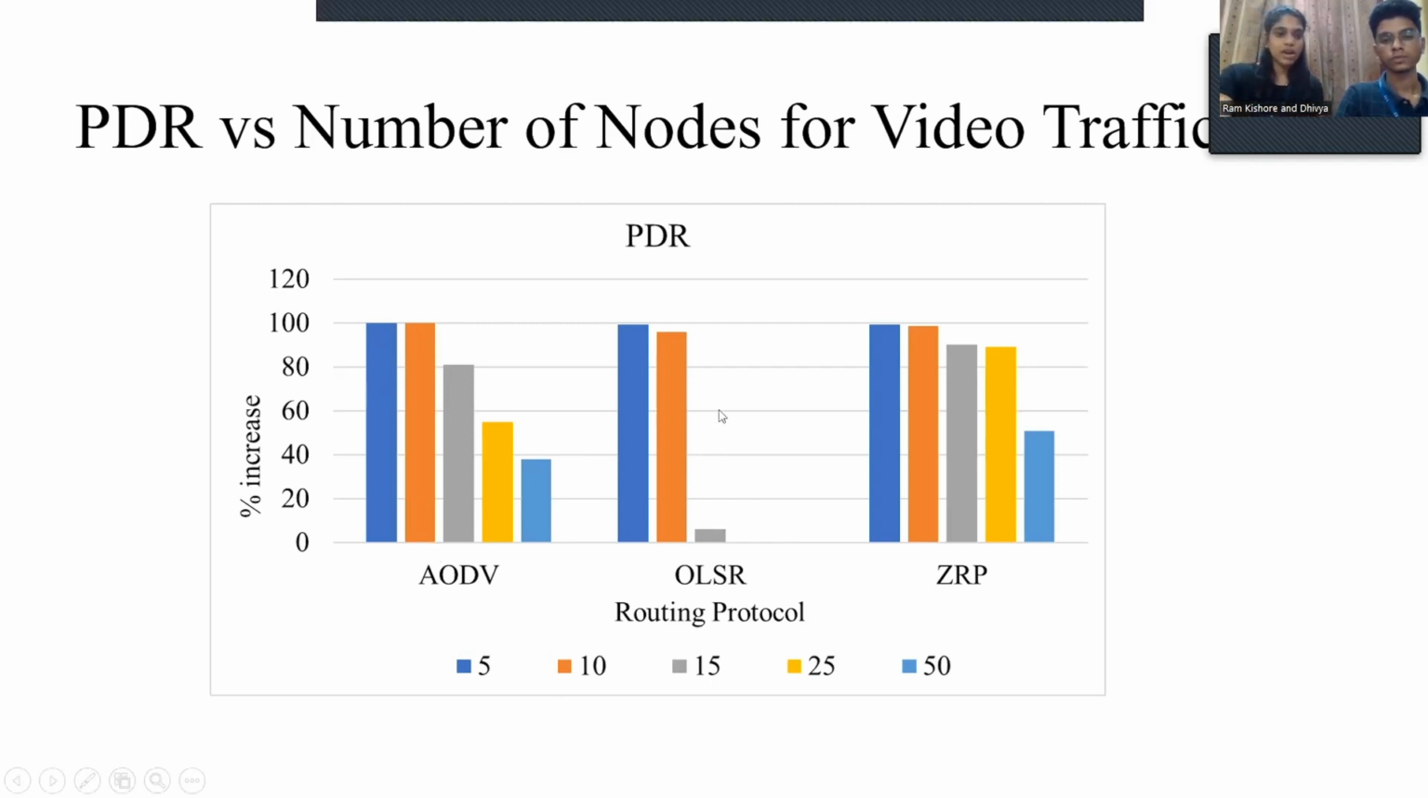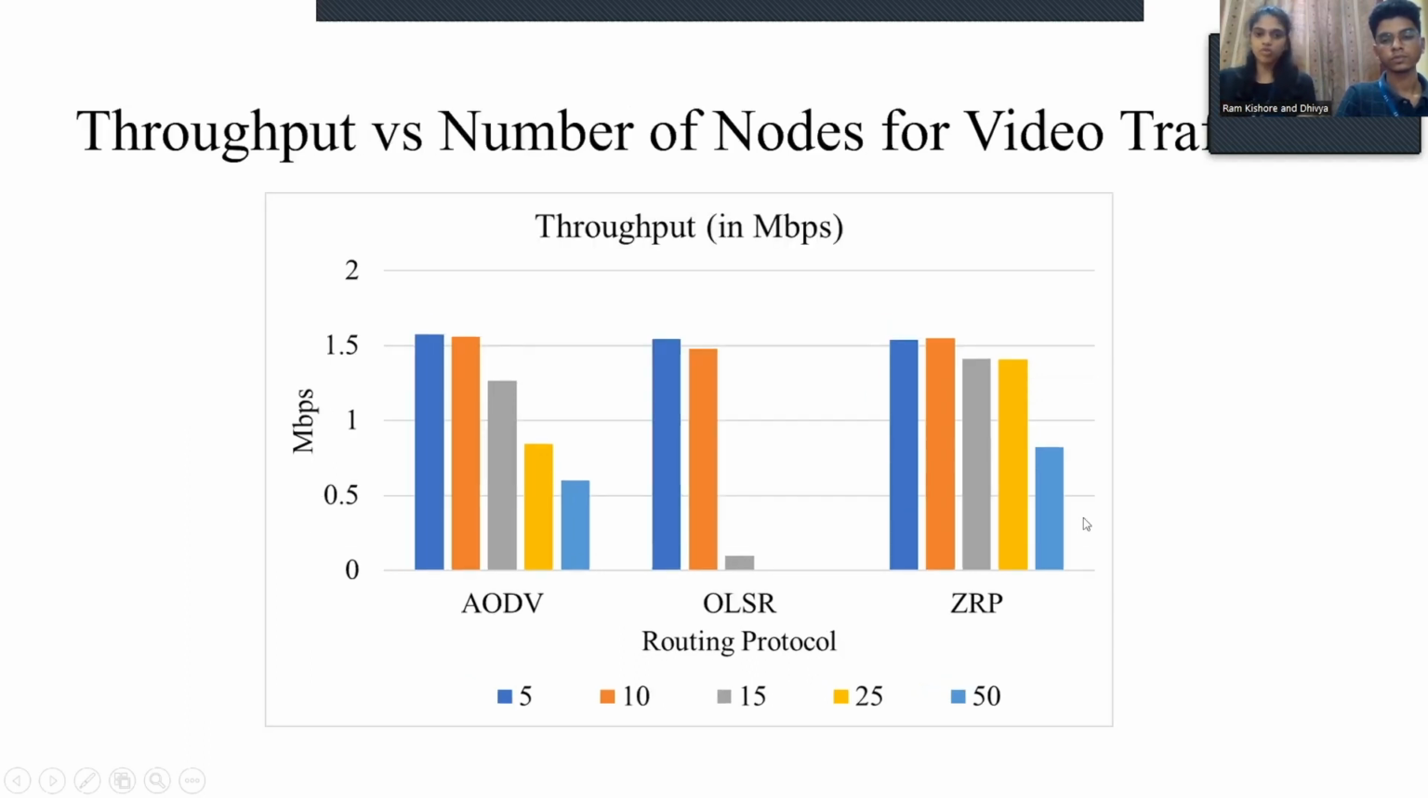And the next graph we are going to see is throughput versus number of nodes for video traffic. ZRP's hybrid design is capable of mitigating control overhead by partitioning the network into zones. In each zone, a proactive routing protocol is utilized, while a reactive routing protocol is utilized for interzone communication. This method can lessen the control overhead in the network, leading to superior throughput for video traffic, which relies on the proficient utilization of available bandwidth. So that's why ZRP outperforms AODV and OLSR in video traffic for throughput.